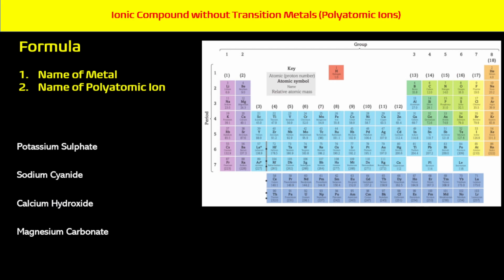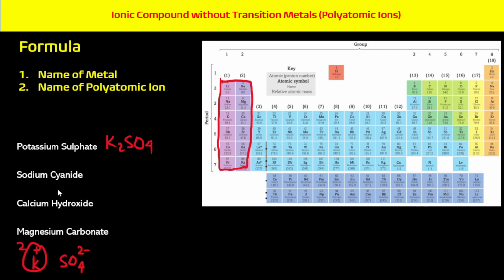Now, ionic compounds without transition metals, but with polyatomic ions such as sulfate, chromate, sulfide, and so on. Let's see, potassium sulfate. Potassium is in group 1, so it's simply K+. Sulfate, if you study the polyatomic ions, you will know that it is SO4 2-. So we need to have 2 of K. That's why the formula is K2SO4.